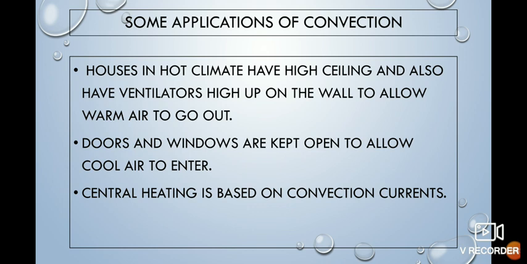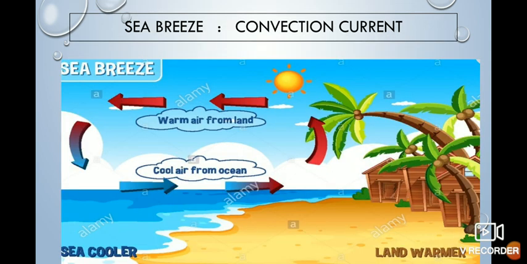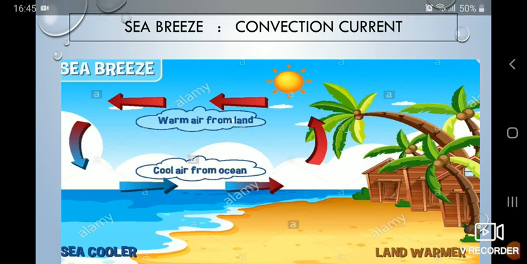The central heating that you see in modern apartments and office buildings also is based on convection currents. In the previous slide, I told you that sea breeze and land breeze are examples of convection currents. This being very, very important, let's understand this in a little bit of detail.